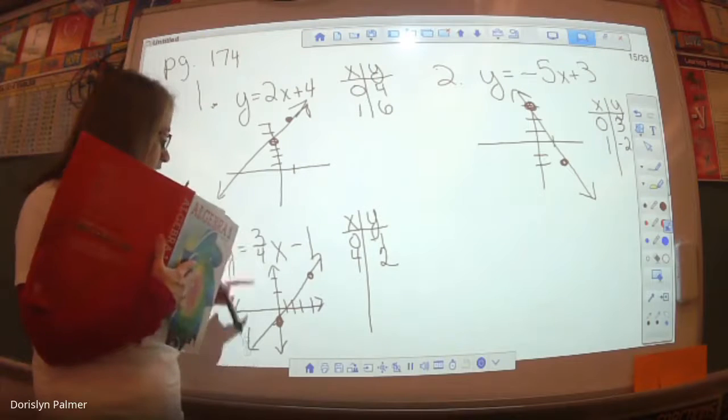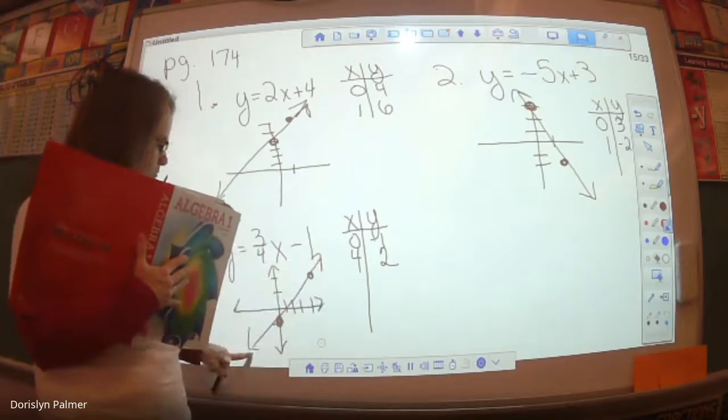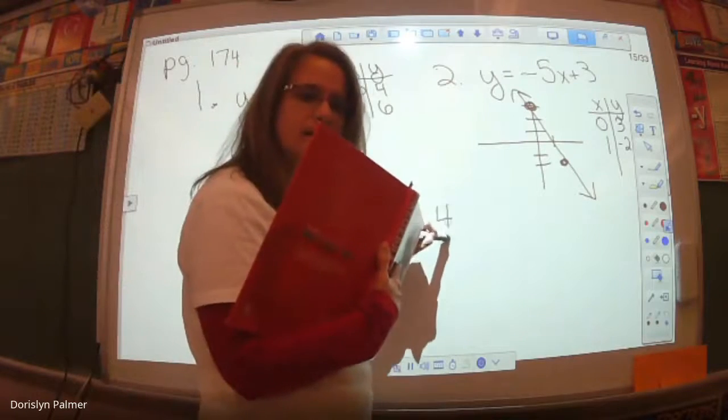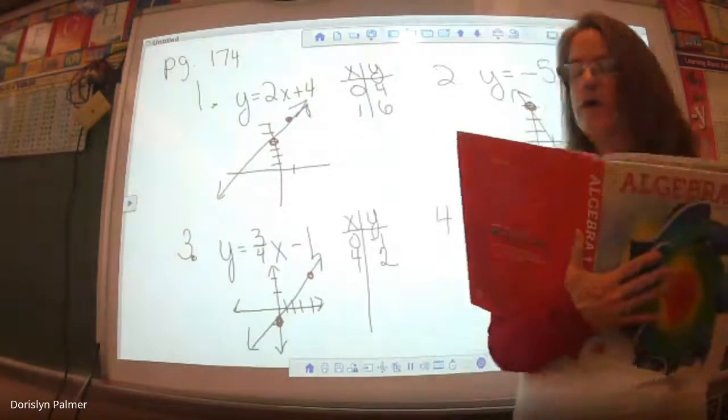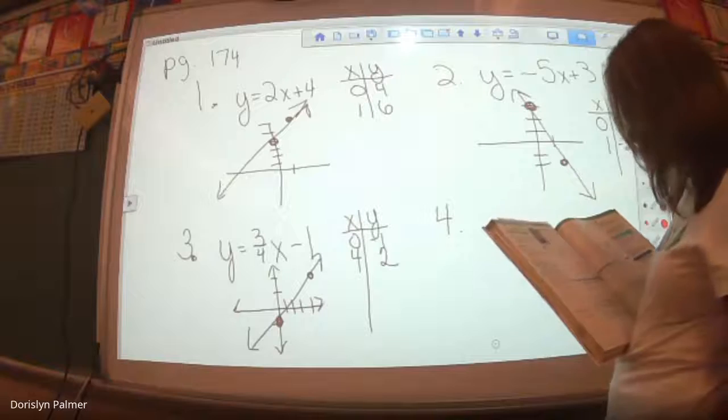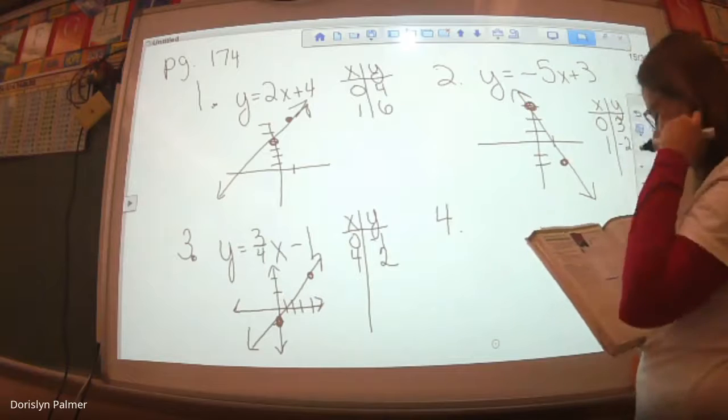Oh, I see what I did wrong. Okay, and this is a positive slope, so that's a positive line. So I feel happy about that one. And number 4, Nathan Miller. You okay? Yeah, I just had to fix it. I got these wrong. Nathan Miller, what did you write for your equation for number 4?